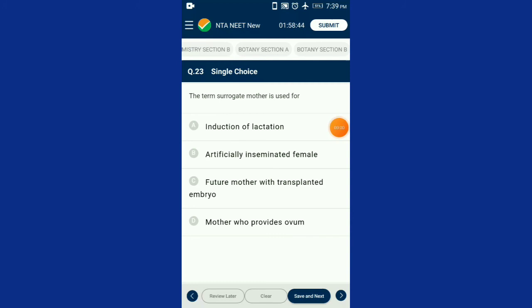Question number 23. The term surrogate mother is used for. Surrogate woman is one who bears a child on behalf of another woman, either from her own egg fertilized by the other woman's partner or from implantation in her uterus of a fertilized egg from the other woman. So the answer is option C. Future mother with a transplanted embryo. That is, the term surrogate mother is used.